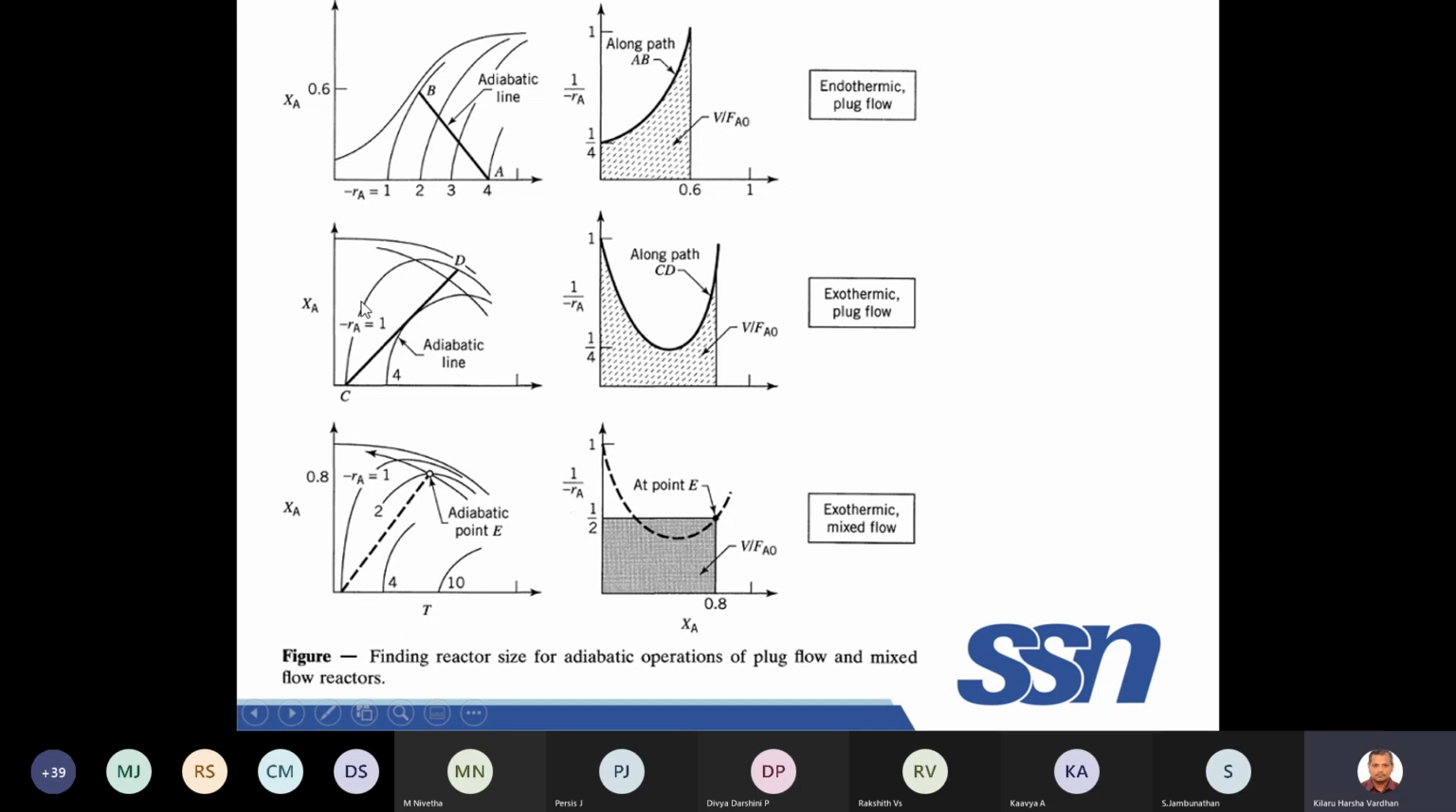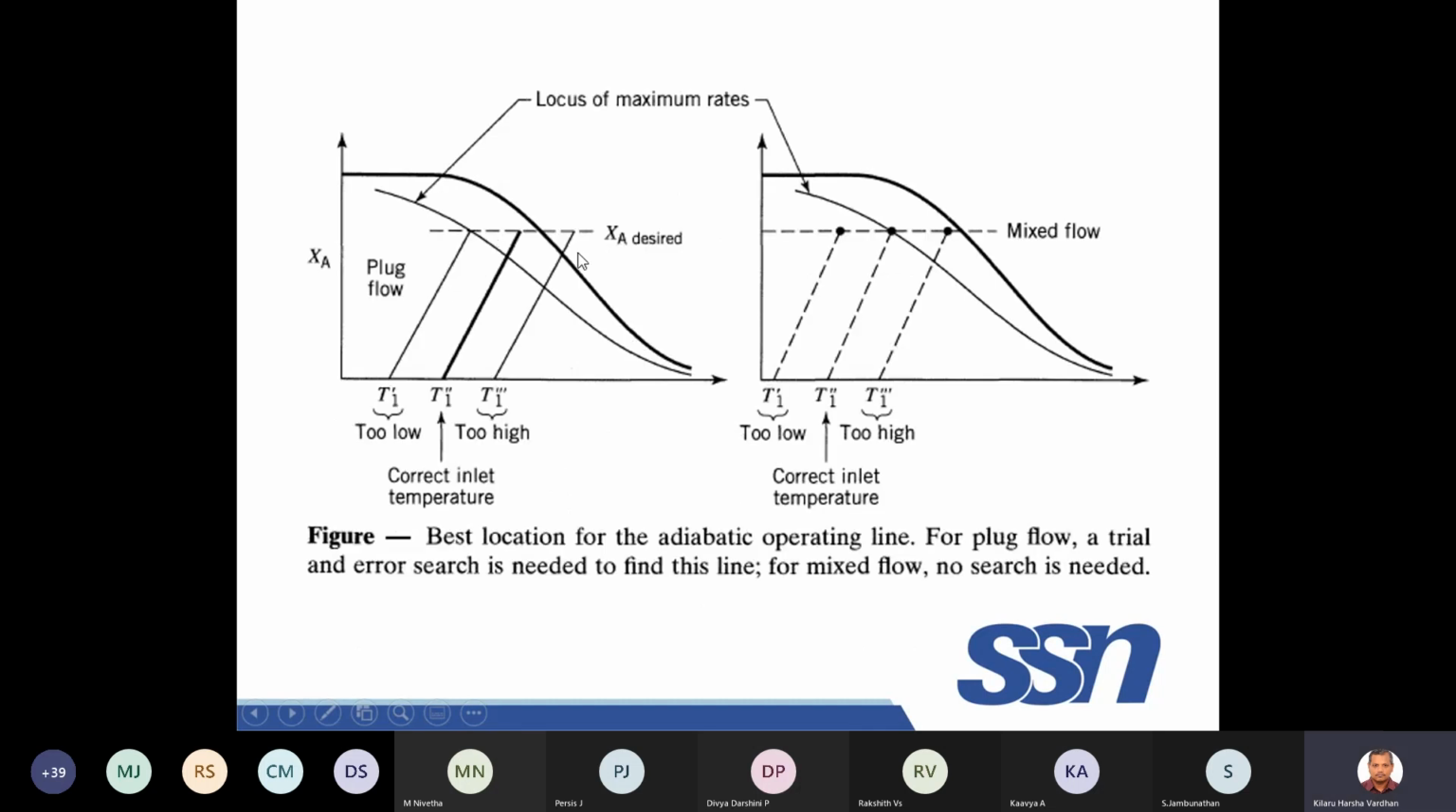Because in plug flow, can you make a guess why here it is going to be a trial and error? Here we have to find out the different V by F naught, and whichever is the minimum, that particular temperature you have to take for a plug flow reactor. For a mixed reactor, it is not like that. So again, you draw different temperatures.